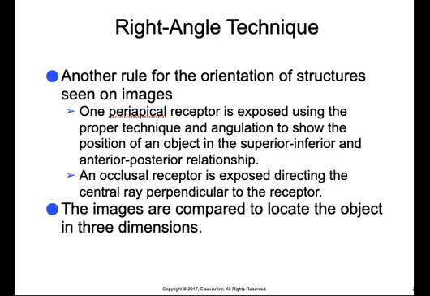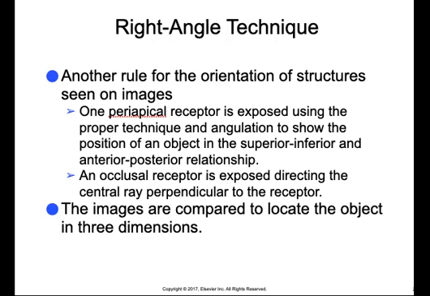So the right angle technique is another rule for orientation of structures seen in two images. In this one, one periapical receptor is exposed using the proper technique and angulation to show the position of the object in superior-inferior and anterior-posterior relationships. Next, an occlusal receptor is exposed, directing the central ray at a right angle, perpendicular at 90 degrees, to the receptor. After the two receptors have been exposed and processed, the images are compared with each other to locate the object in 3 dimensions.